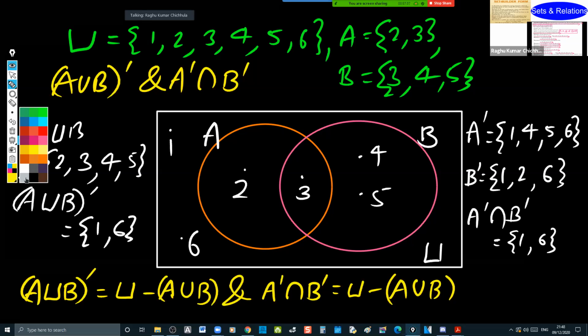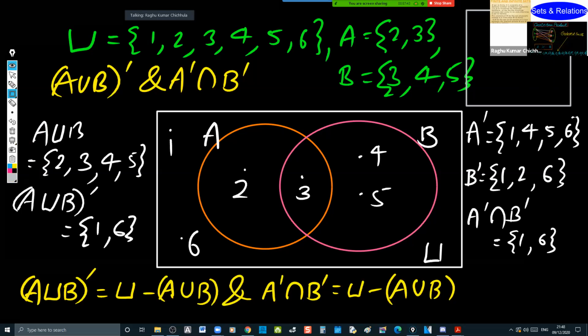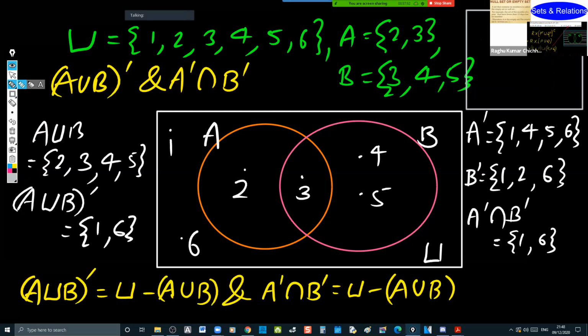Now, what can be concluded? This is what I want from this one. Finally, because both are equal, it is a very important result. We'll be calling them further as De Morgan laws. A union B whole complement is equal to A complement intersection B complement. That's it. Both are equal.